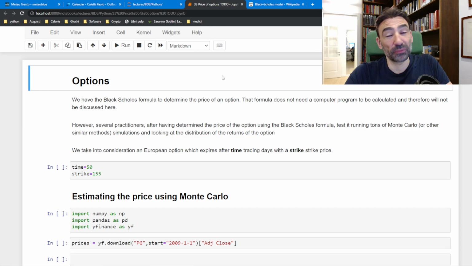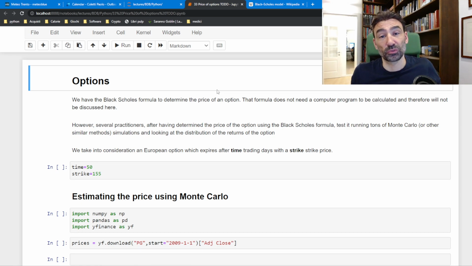However, I tell you, many practitioners calculate the price using the Black-Scholes formula and then don't trust it too much, and do numerical simulations to determine if the price at least is within a reasonable range, if the price determined by the formula is within a reasonable range. That is what we are going to do today.